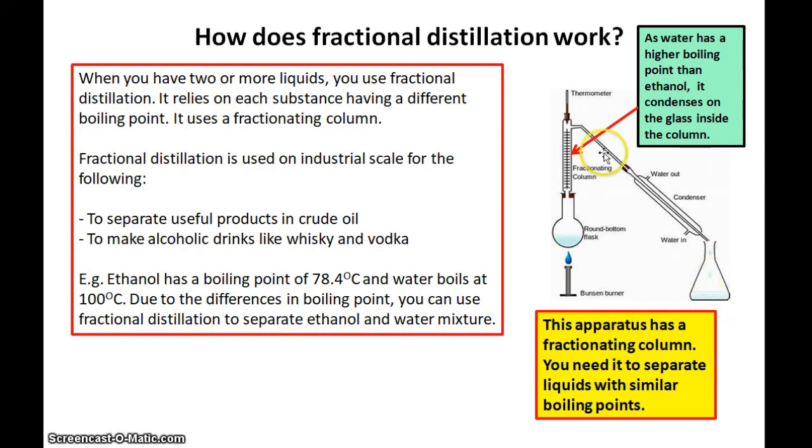So this apparatus has a fractionating column, as you can see. You need it to separate liquids with similar boiling points. So if there is a wide gap between the boiling points of the liquids you want to separate, you can use simple distillation. If you want to separate mixtures with very similar or close boiling points, what you want is fractional distillation.